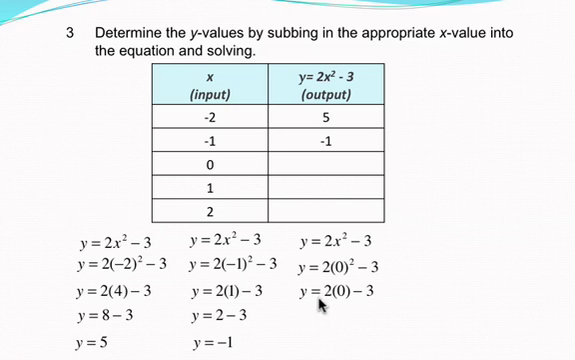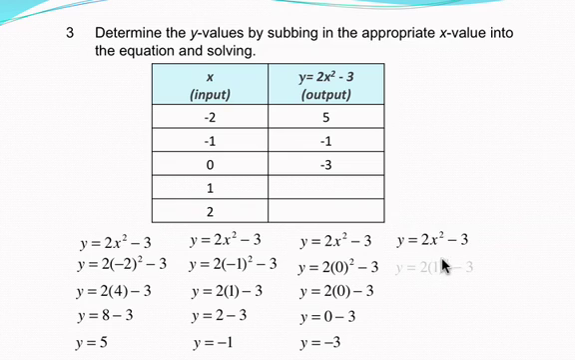Now we're going to multiply 2 times 0 in our next step, and anything times 0 is 0. And here we have 0 take away 3. And 0 take away 3 means that we move into the negative numbers and y equals negative 3. So we place that into our table of values.